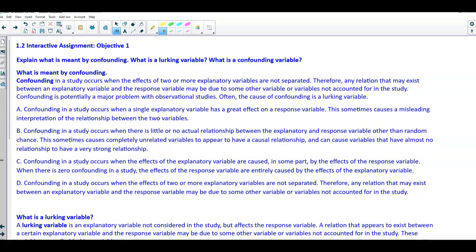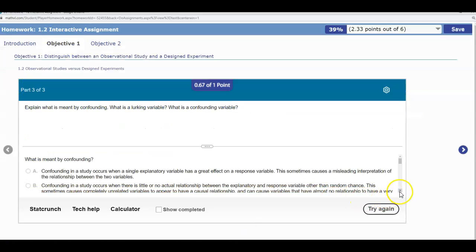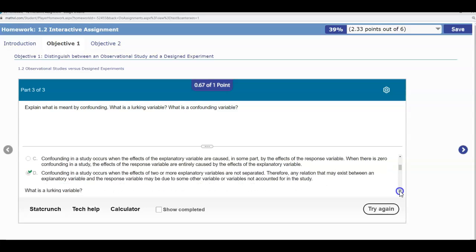So, if we take a look at the following here, we know that the answer is going to be D. So let's take a look at that result. So our answer is D.